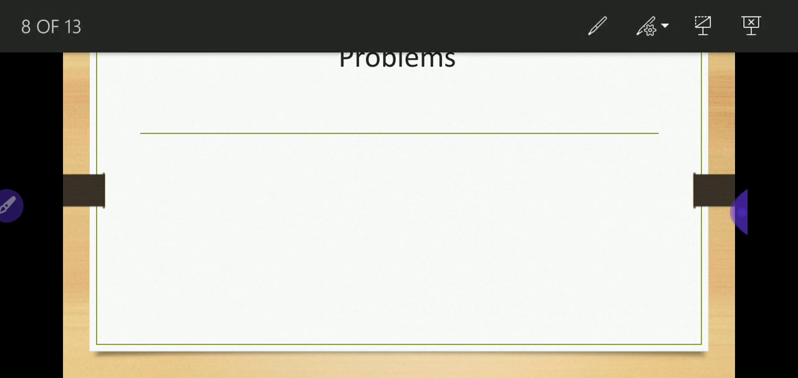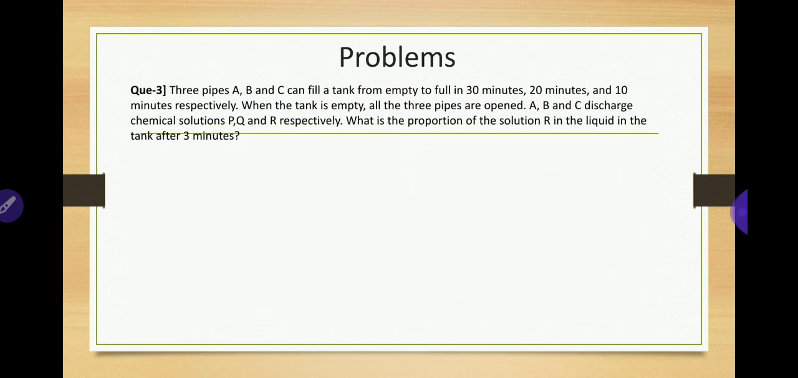Next problem. Three pipes A, B, C can fill the tank from empty to full in 30 minutes, 20 minutes and 10 minutes respectively. When the tank is empty, all 3 pipes are opened. A, B, C discharge the chemical solutions P, Q, R respectively. What is the proportion of the solution R in the liquid in the tank after 3 minutes?